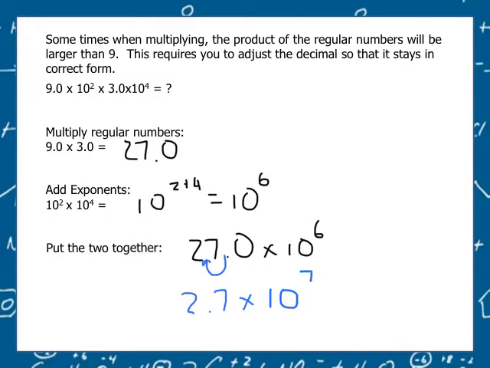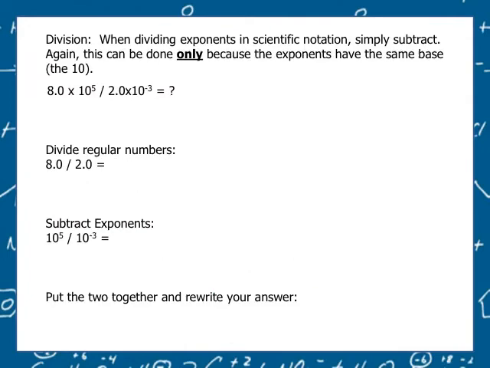All right, let's look now. Logically, you probably guessed division. Same thing, you're going to divide your regular numbers. And now you can probably guess it because you're smart critters. If you add the exponents when you multiply, when you divide, you are going to subtract. So let's run through these steps.